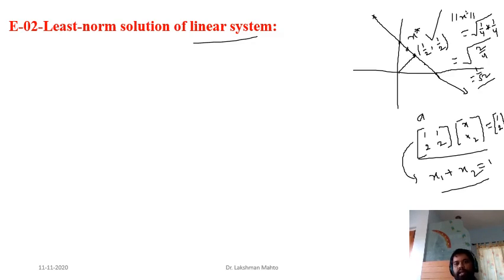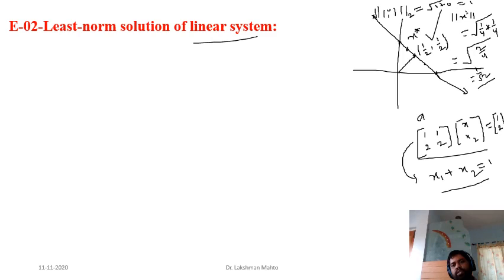And what is the norm of this point? This point is 0 1. What is the L2 norm of 0 1? It is the square root of 1 plus 0. What is the square root of 1? It is 1. So the norm of this point 0 1 is 1.